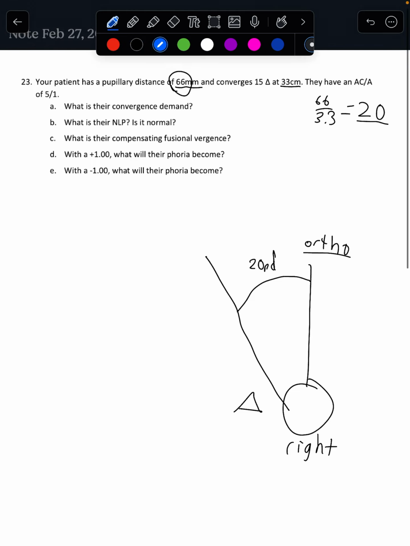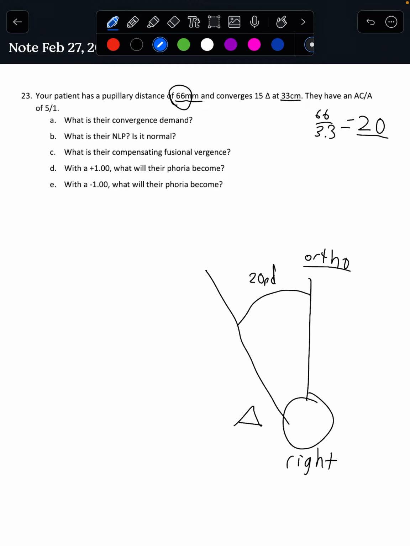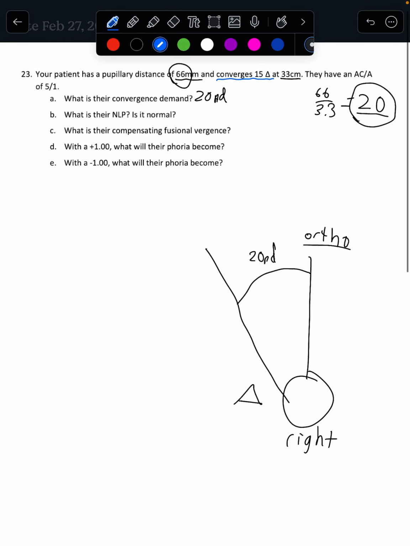Okay. So this number actually happens to be our convergence demand. So we'll call that 20 PD our convergence demand. Okay. But our patient does not converge 20 prism diopters. They converge only 15, which means they stop 5 short. So from ortho, they converge 15 and they land right about here. And so we know that this total distance is 20, but they stop 5 short. So this distance is 5.